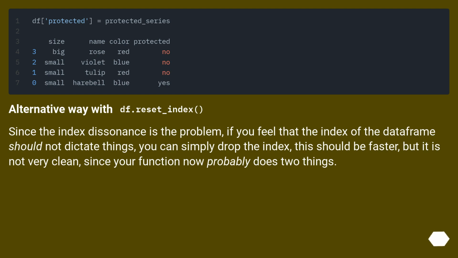Alternative way with df.reset_index. Since the index dissonance is the problem, if you feel that the index of the data frame should not dictate things, you can simply drop the index. This should be faster, but it is not very clean, since your function now probably does two things.